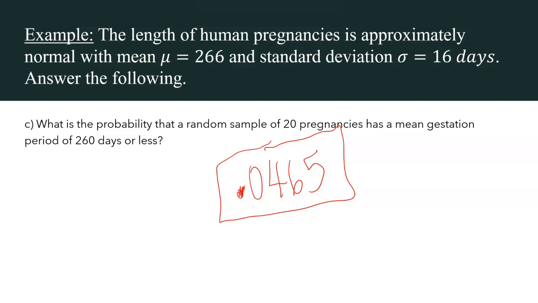So what does this mean? This means if we take 100 simple random samples of size n equal 20 human pregnancies, then about 5 of the samples will result in a mean gestation period of 260 days or less, all right? So this is how you would work that, as an example of using the sampling distribution of the sample mean.